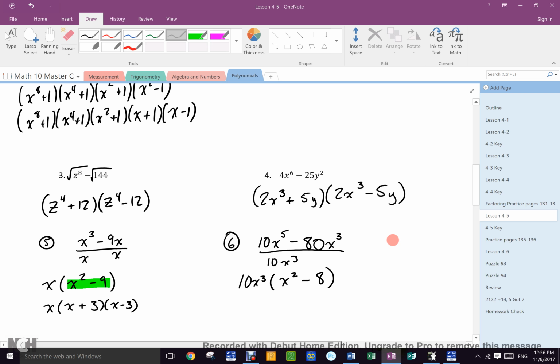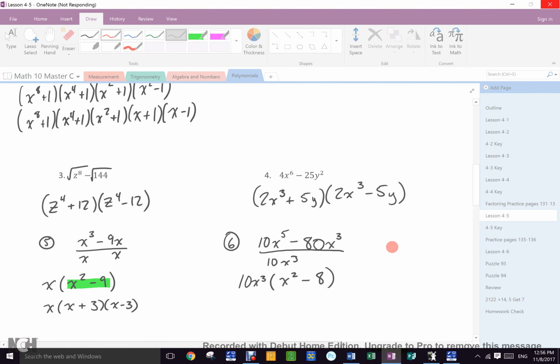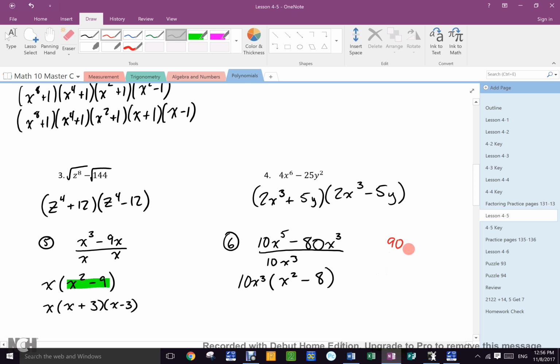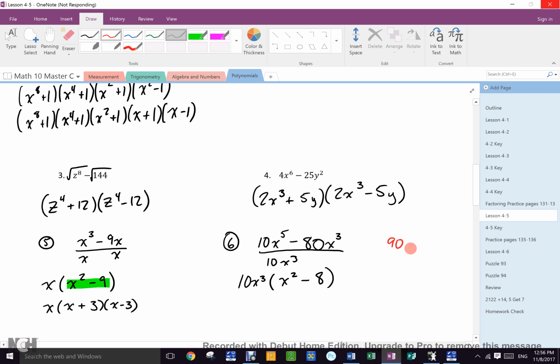Wait. What if this was 90x cubed? Then what would this be? Then it would be 10x cubed.